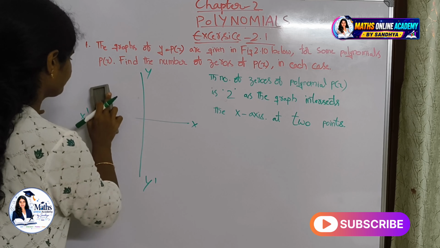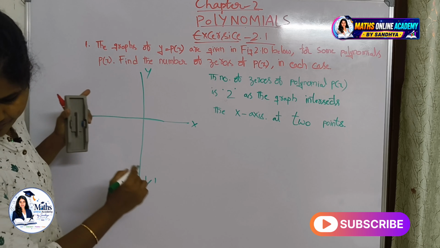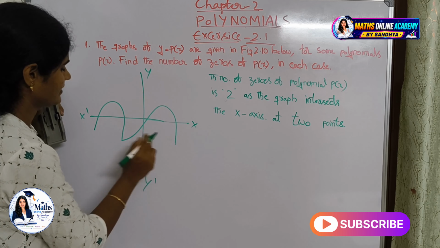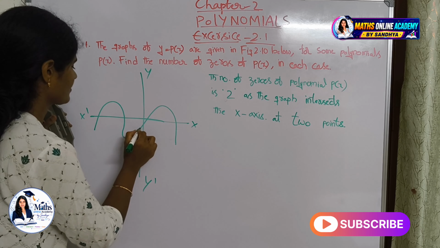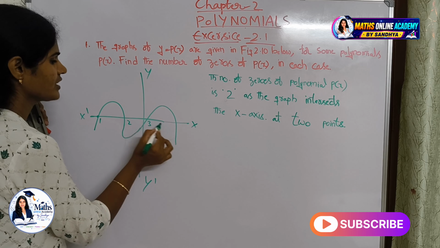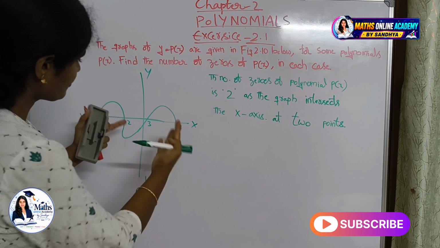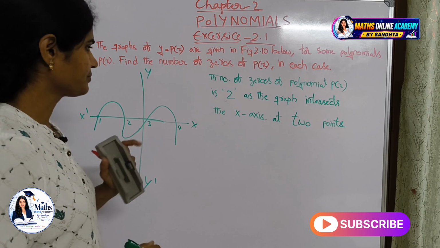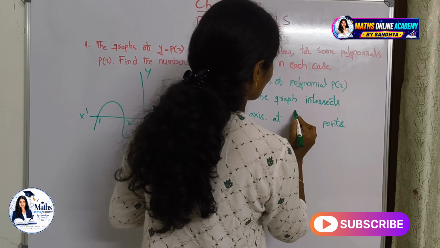Next one, directly you see how many times it is intersecting. The graph is like this. How many times is it intersecting? This is 1, 2, 3, 4 times. This graph is intersecting the x-axis at 4 times. Whether it is positive or negative, you can see only the intersection. At 4 points, so here also the number of zeros is 4.